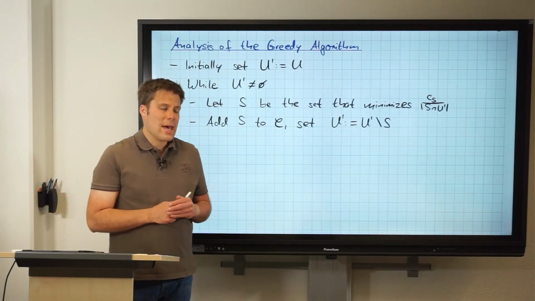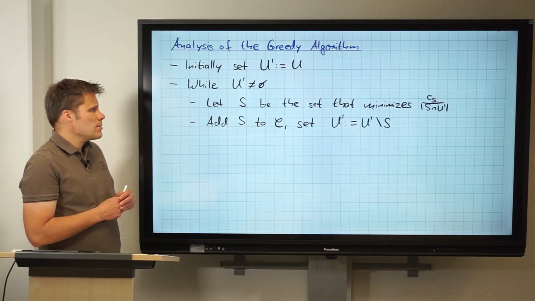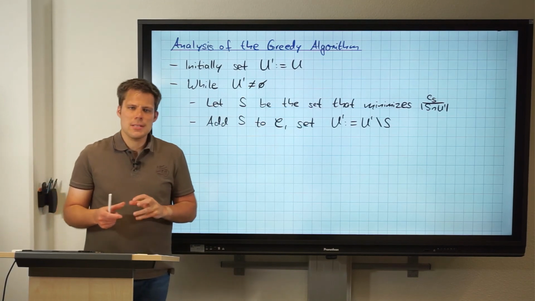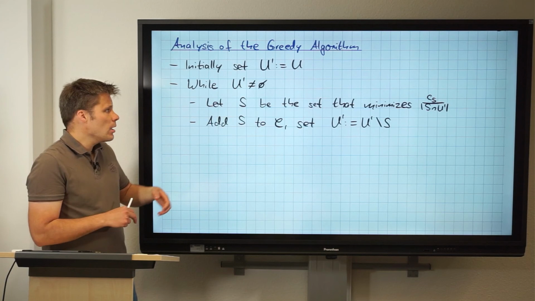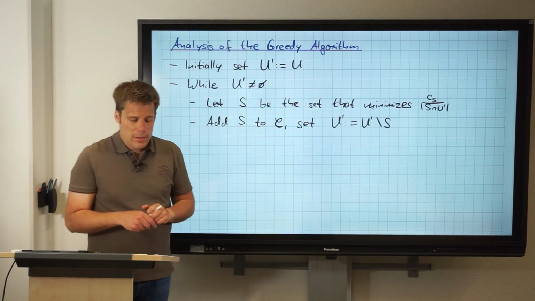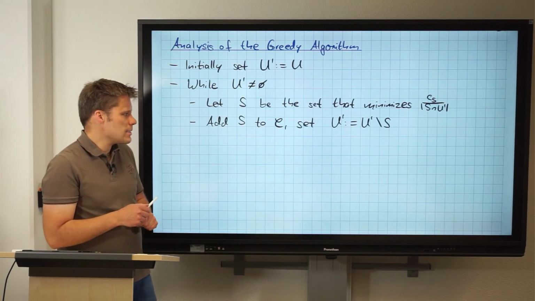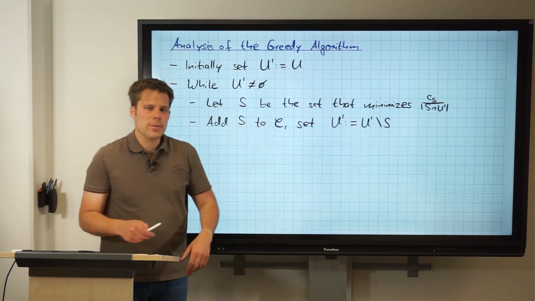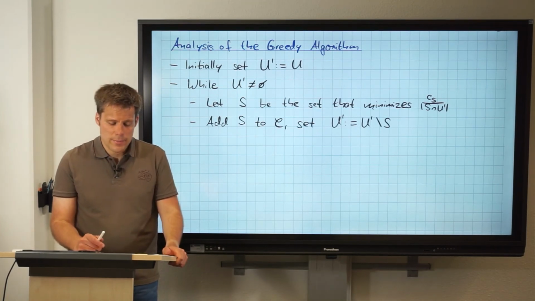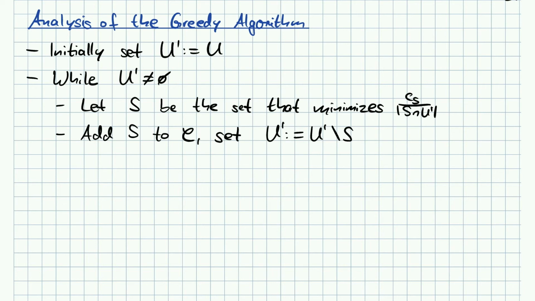What we still have to do is to analyze this greedy algorithm. How did this work? Well, we at all times maintain the set U prime of elements which still have to be covered. And while there are still elements which have to be covered, we choose a set S which minimizes the cost divided by the number of elements that are newly covered, and then we add this set S to our cover, and of course we remove everything that is inside S from U prime. The cover that we compute this way, we want to compare to the optimal LP solution, or in fact to any LP solution of this fractional relaxation of set cover.